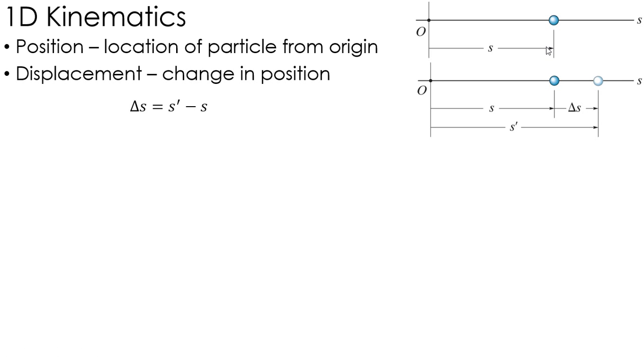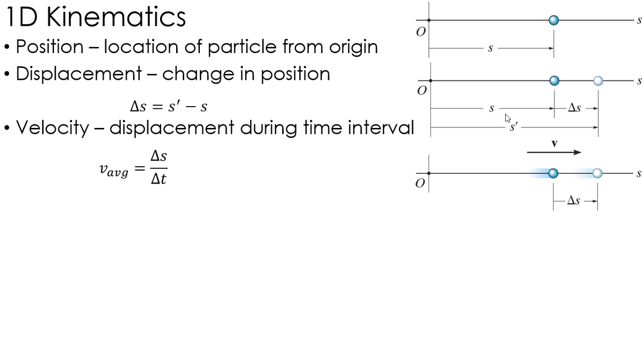Displacement is that change in position. So if I move to a new position, say s prime, that change in position is delta s, which is just moving from s to s prime. So that difference is just s prime minus s. That's what we call our displacement.